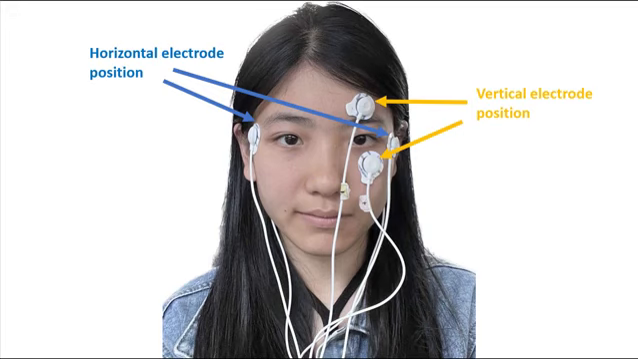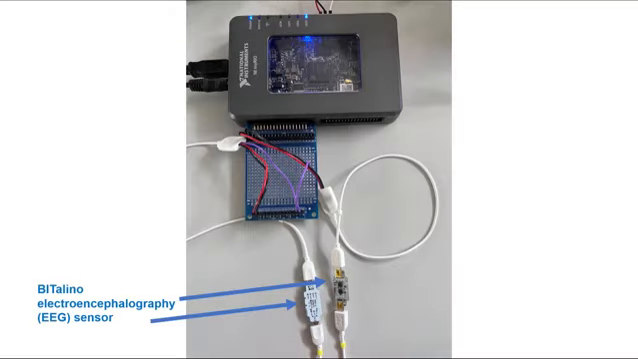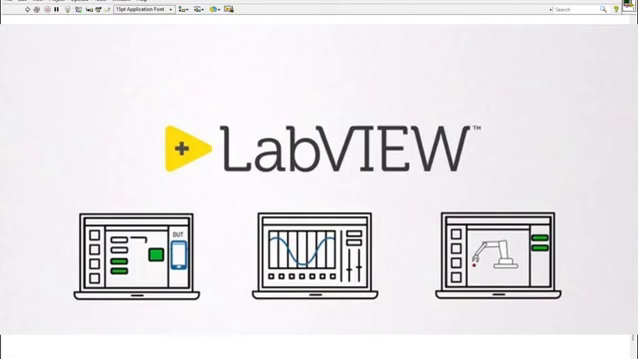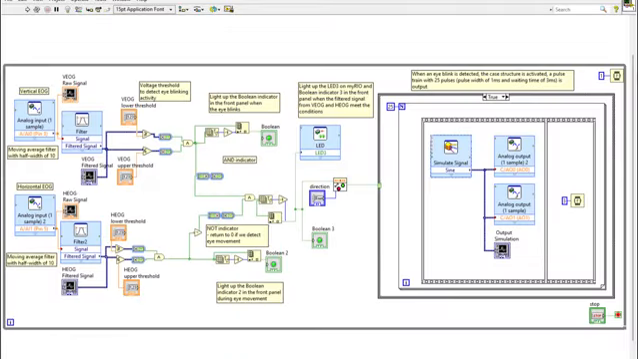The vertical and horizontal EOG signals are then pre-processed and amplified using a BITalino electroencephalography (EEG) sensor. The myRIO takes the information from the EEG sensors through analog input, which are multiplexed to a single analog to digital converter that samples all the channels. Next, we are using LabVIEW to provide a graphical programming environment for signal visualization, processing, analysis, and hardware control, such as the LED on the myRIO.